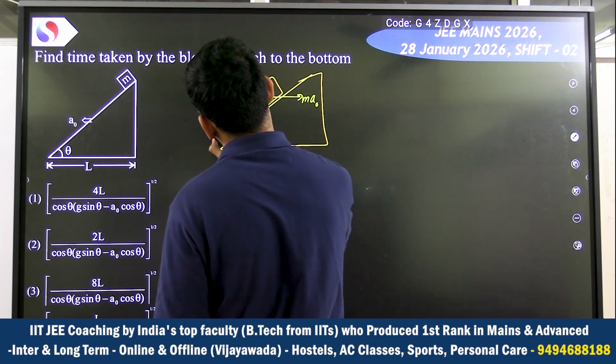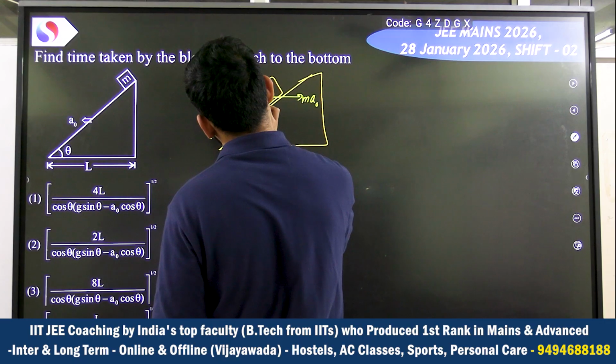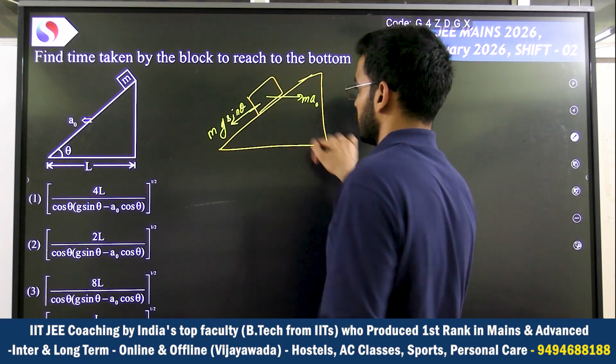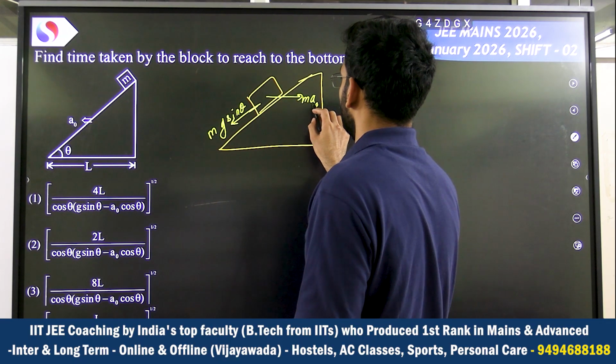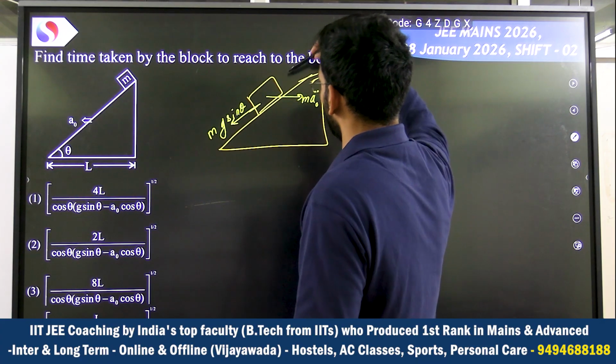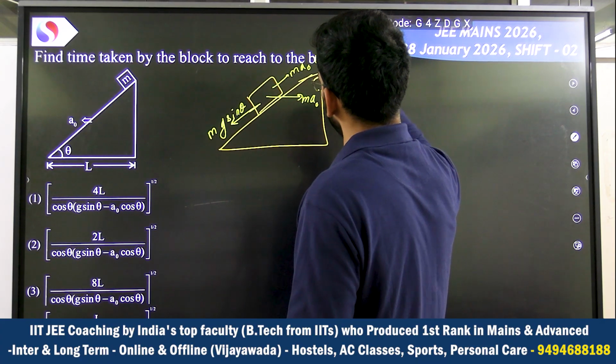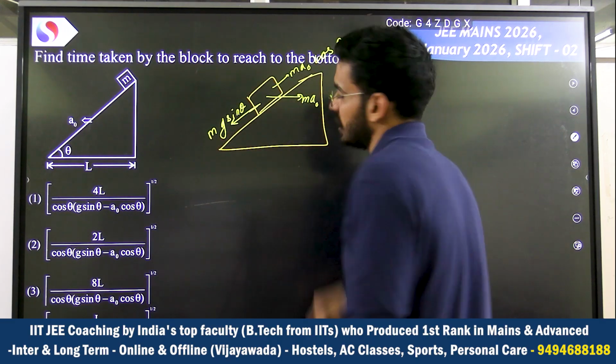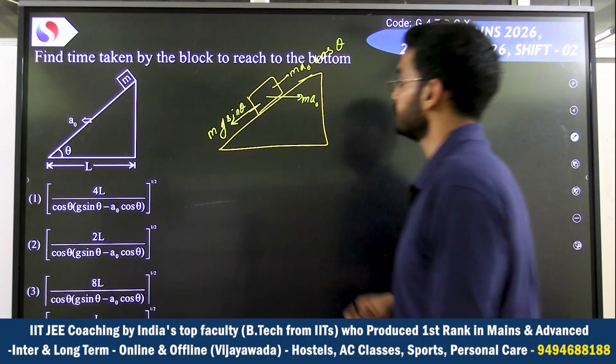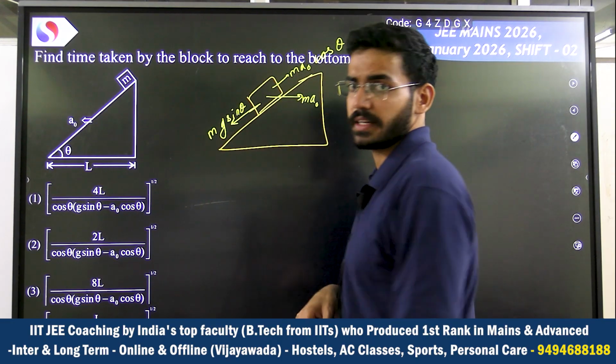Mg is acting, but I don't need mg. I am directly saying mg sine theta this side, and mg cos theta component this side. Similarly, ma0 is acting. If you take the component this side, it will come ma0 cos theta. Mg sine theta this side, ma0 cos theta that side. These are the two accelerations it has.